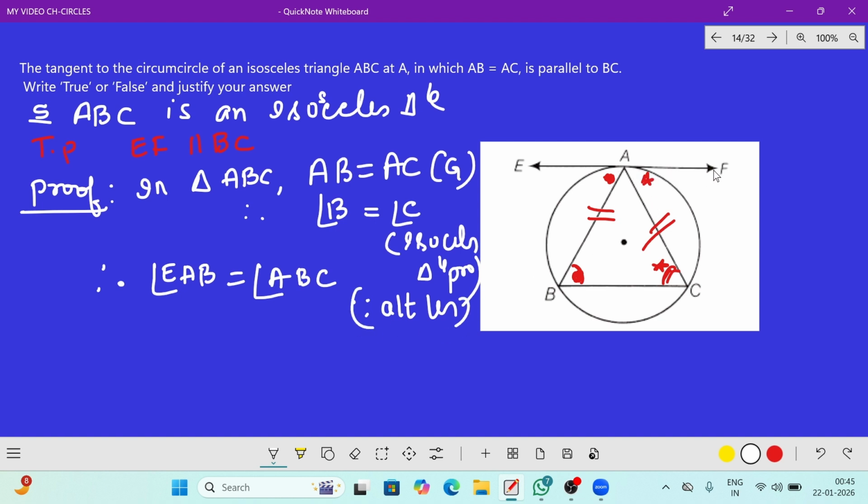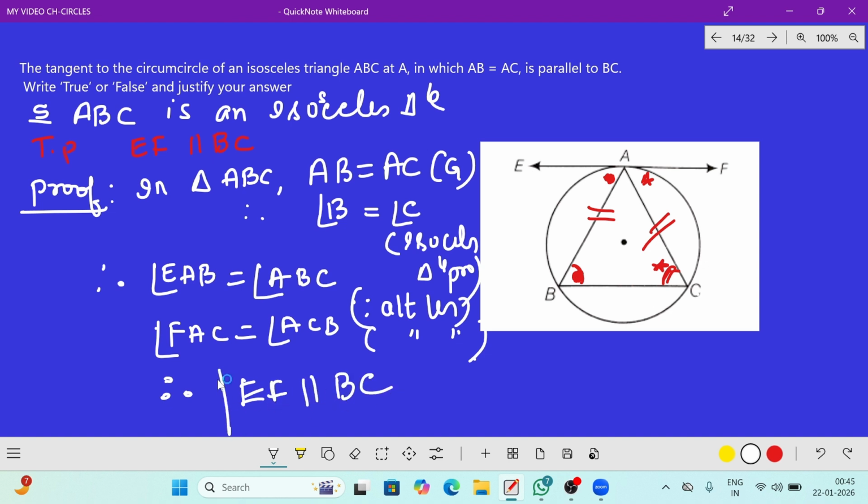Also here, angle FAC is equal to angle ACB. Again, these are also alternate angles. Therefore, when the alternate angles are equal, then we can say that the lines are parallel. Therefore, EF is parallel to BC. So EF is a tangent drawn passing through the point A of the triangle. So EF is parallel to BC because the alternate angles are equal.